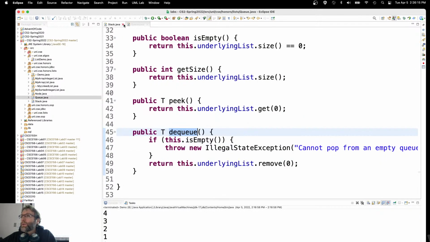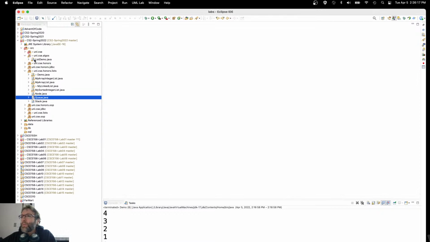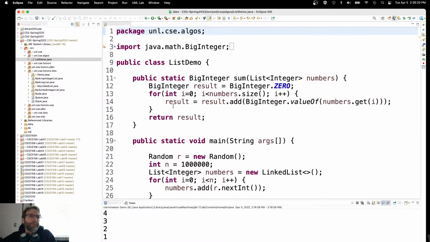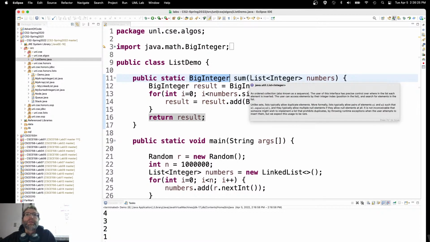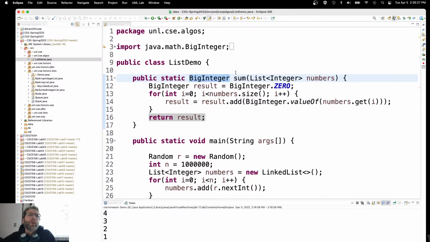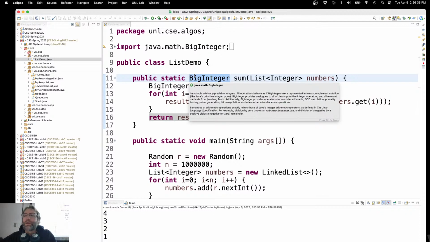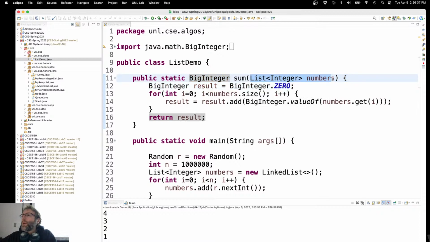Right? So let me go ahead and close this, and close this. And let's look at this list demonstration. Okay? I'm using this big integer class because I'm going to be adding up a lot of numbers that sum to more than 2.147 billion. And so I'm using this arbitrarily large number built into Java here. What does it do? It takes a list of integers, numbers. And all it does is it iterates over that list, right? Gets the ith one, converts it to a big integer, and adds it to the result, reporting this result right here.